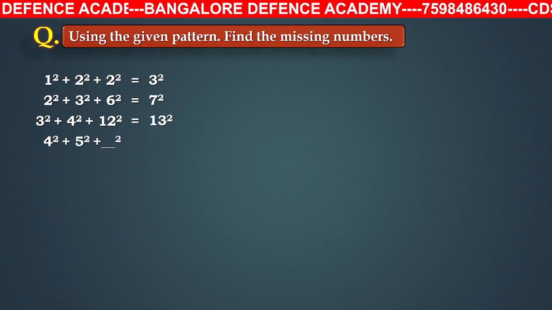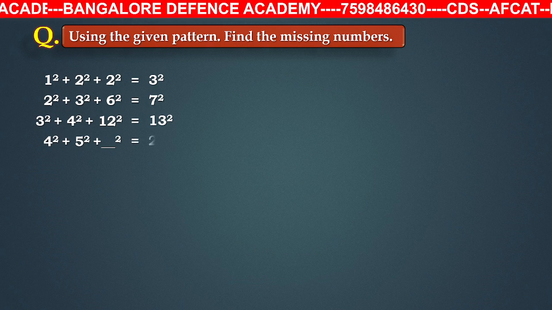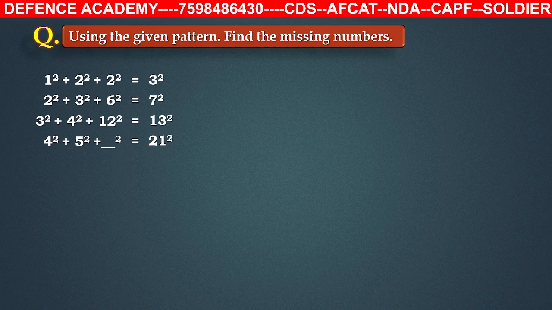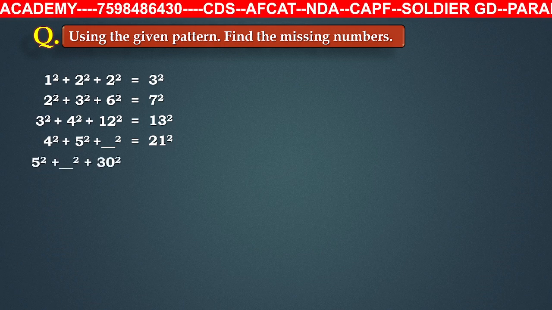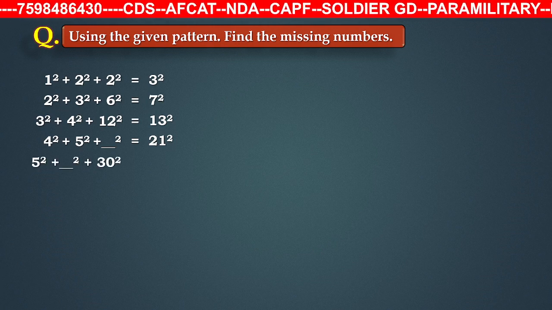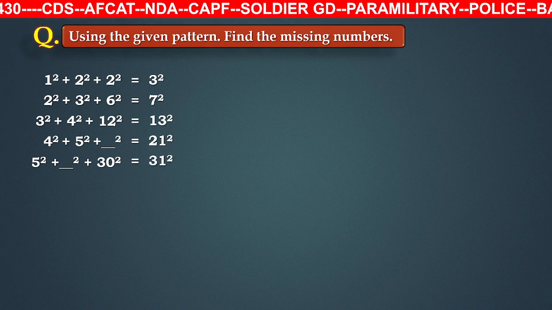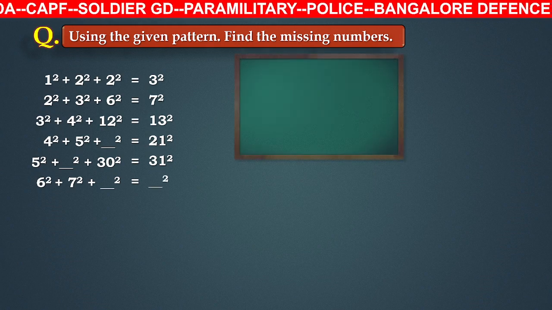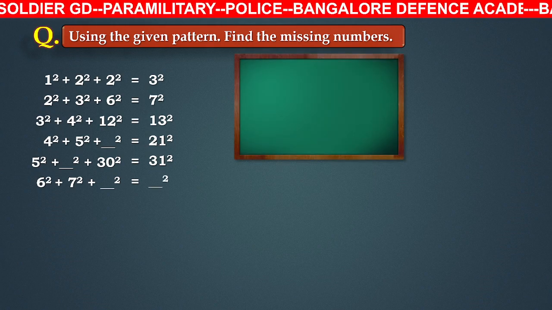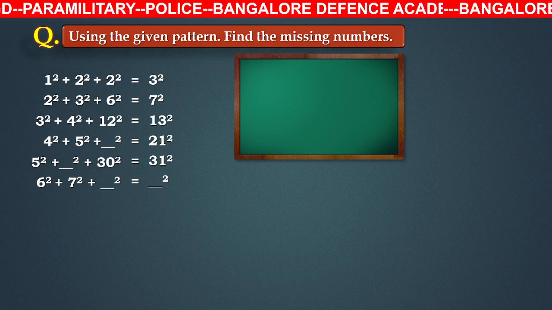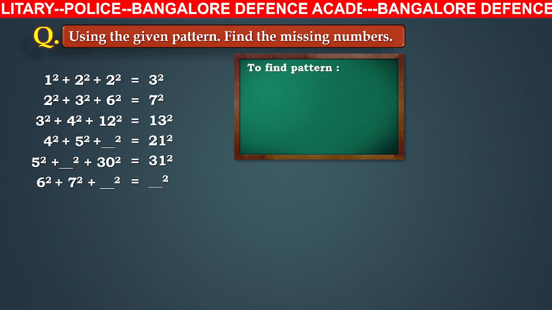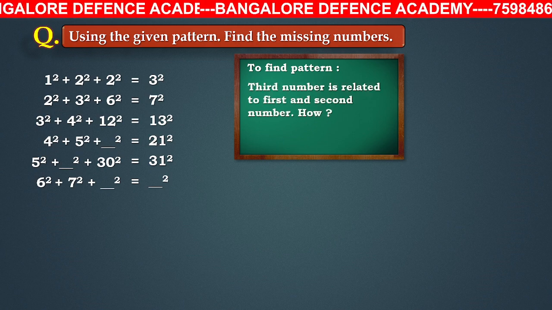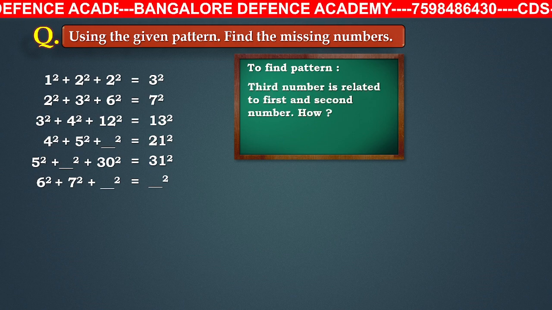Now here 4 square plus 5 square plus dash gives me 21 square. So you have to tell me what comes in the place of that empty blank, that is dash. Now next, 5 square plus dash square plus 30 square gives me 31 square. Okay, so now you are going to tell me what comes in those empty spaces. So here there is a beautiful pattern. You can see 3-digit numbers. Okay, so try to understand, what is the pattern here? What's happening here? The third number is related to the first and the second number.